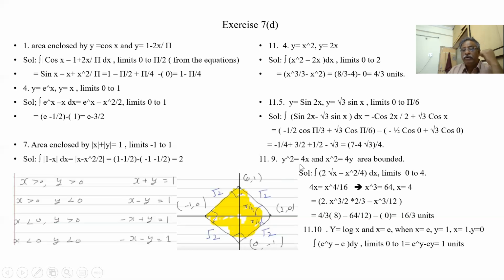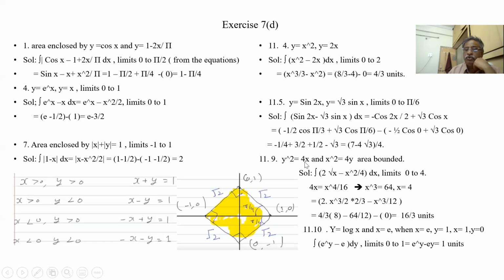Another equation. y square is 4x, x square is 4y. These are two parabolas. They are opposite parabolas. One is a y-axis parabola, one is an x-axis parabola. What is the area bounded? Now I am solving these two. They are tallying for 0, they are tallying for 4. 4 into 4, 16. x is 4. Here 4 4s are 16. They are tallying.